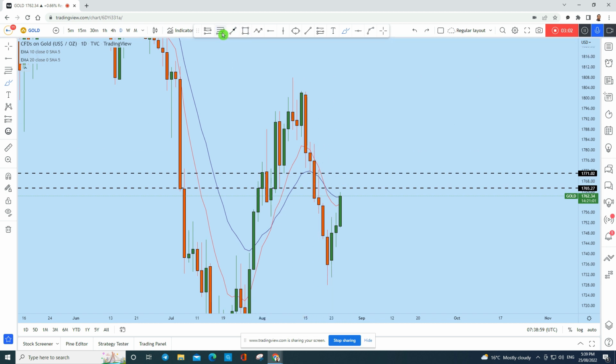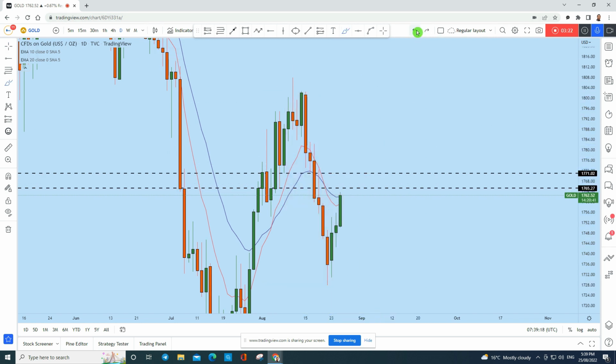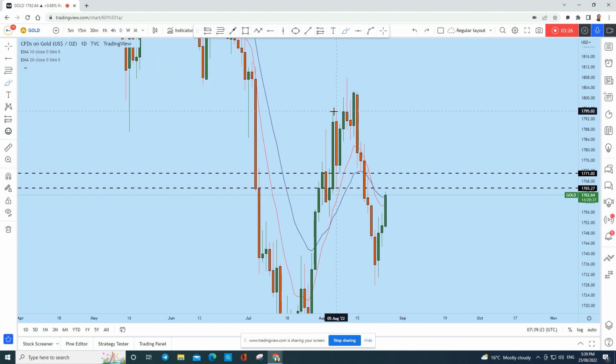So let's place our Fibonacci from the high to the low. What we see is that gold is now reaching the 50% Fibonacci zone, which is also aligning with the monthly resistance, and also the 50 to 61.8% golden ratio Fibonacci zone. So these are the two levels where we can expect gold to continue to drop.